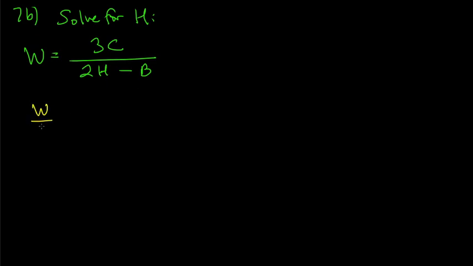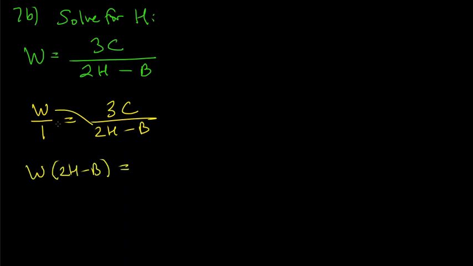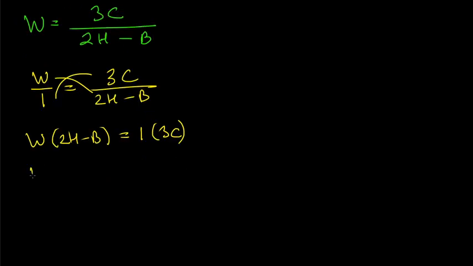This is a proportion, right? It's w over 1 equals 3c over 2h minus b. So you can just cross multiply, right? w times 2h minus b is equal to 1 times 3c, which is just 3c. I don't need the 1. So at this stage, I would multiply the w, right? w times 2h is 2wh minus w times b, and that's going to equal 3c. Right, keep in mind what you're solving for.